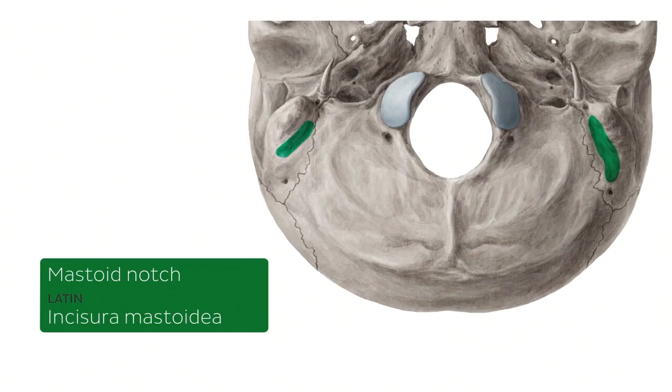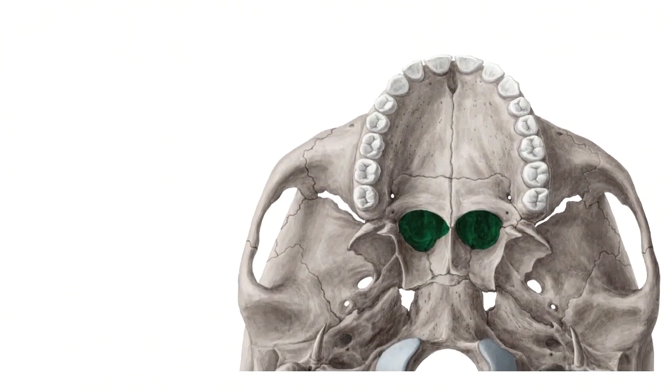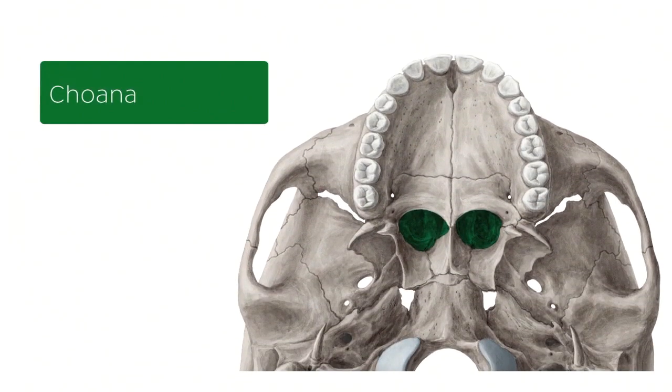muscle will attach. Another pair here is known as the choana individually, or choanae for plural. These bilateral openings of the posterior nasal aperture are located between the nasal cavity and the nasopharynx. Now the two openings are separated by this bone here that we talked about before, the vomer.